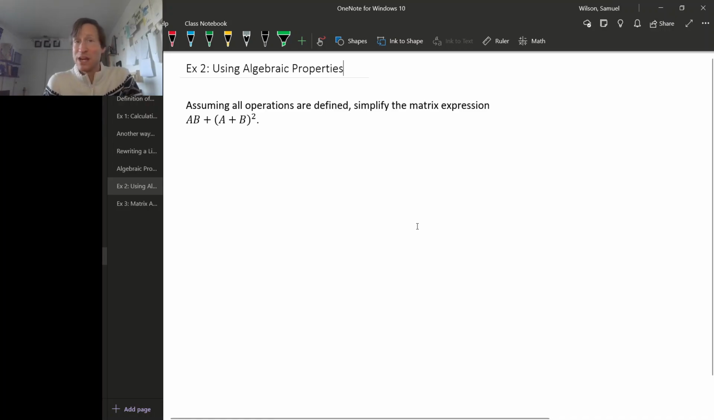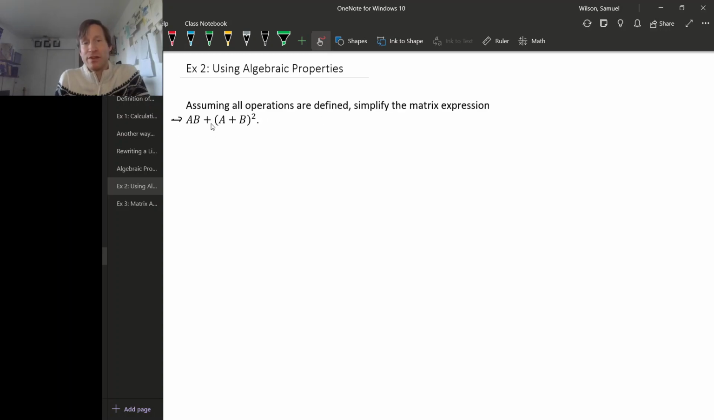We have all of these algebraic properties for matrices, and one thing that this lets us do is do algebra with matrices. For example, we could try to simplify a matrix expression like this. Let's assume that all of the operations in this expression are actually defined. Maybe at the end we can interpret what it means about the sizes of A and B. But assuming that all of these operations are defined, let's simplify this.